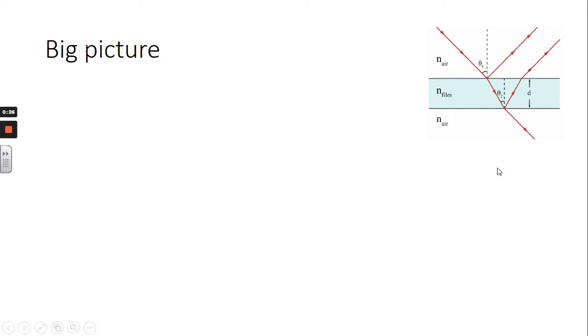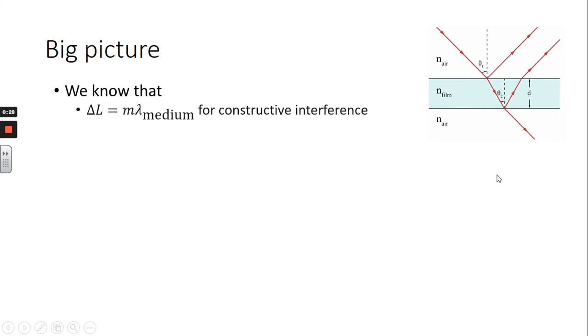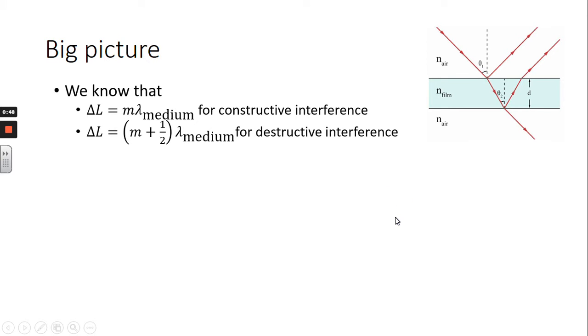Here's the big picture. We know that constructive interference occurs when the path difference between two waves is equal to a whole integer multiple of the wavelength. And in particular, it's going to be the wavelength of light in a medium, which might not be the same as the wavelength of light in a vacuum. We know that destructive interference is similar, but it's half integer multiples of the wavelength for the path difference rather than whole integer multiples.